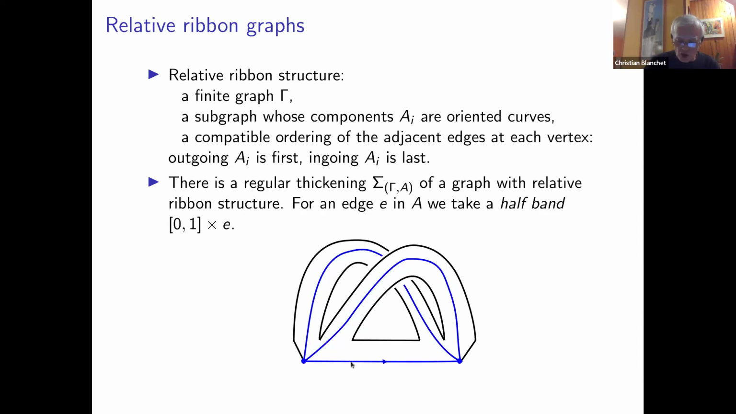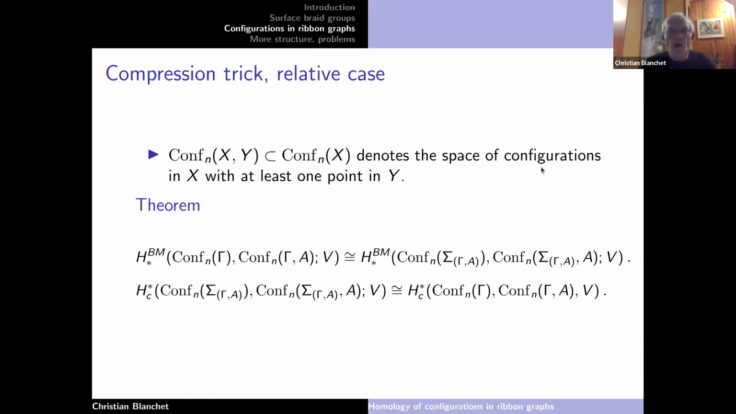So my compatibility condition is just that I want this outgoing to be first, 1, 2, 3, and here it should be last, 1, 2, 3. Outgoing first, ingoing last. This is exactly the compatibility condition, and the same proof works as well. This means that we get a compression trick in the relative case.